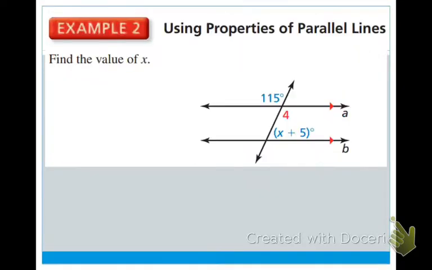All right, let's do another. This one, we're solving for the value of what? X. I will show you 2 different ways to do this.